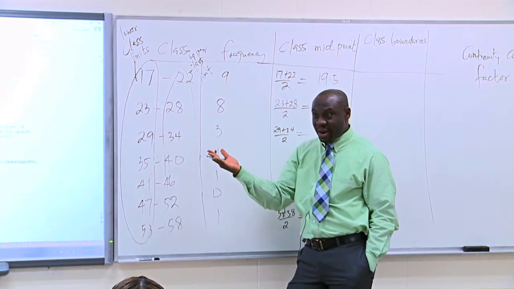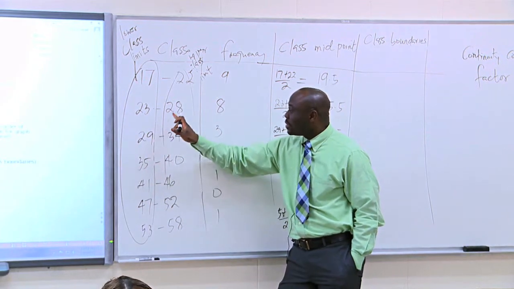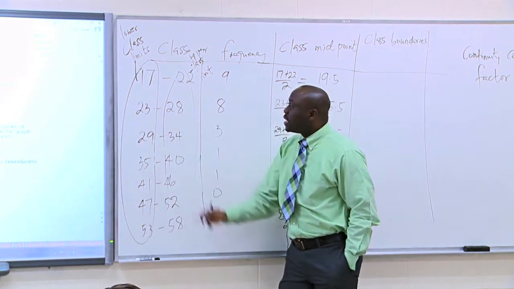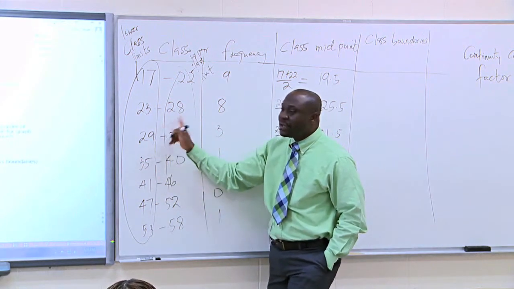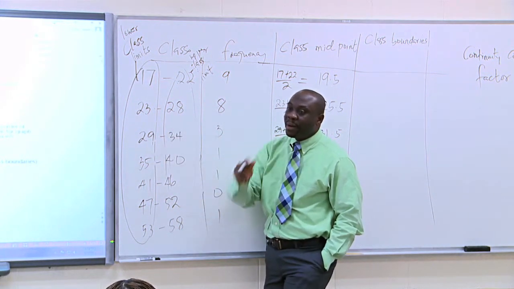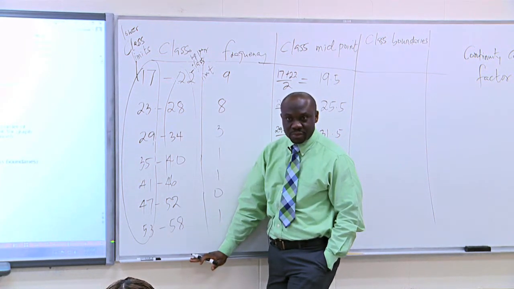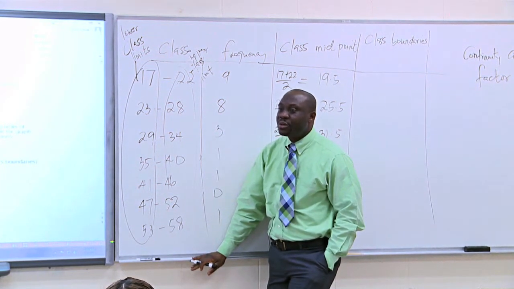Because that's how we learned it, right? When we were finding that, we realized that this is 29. What comes before that? 28. Now, what you do then is you find the difference between the lower limit and the preceding upper limit. What is the difference between them? And divide by 2. That is the continuity correction factor.